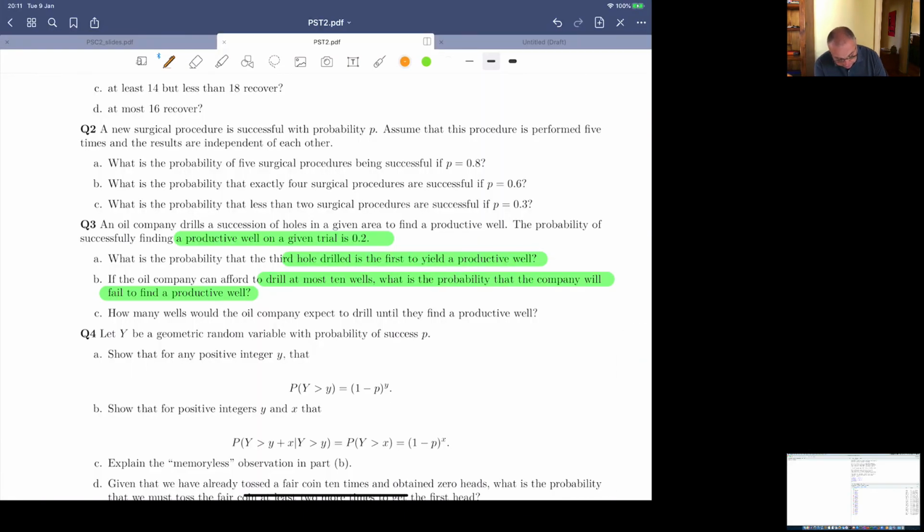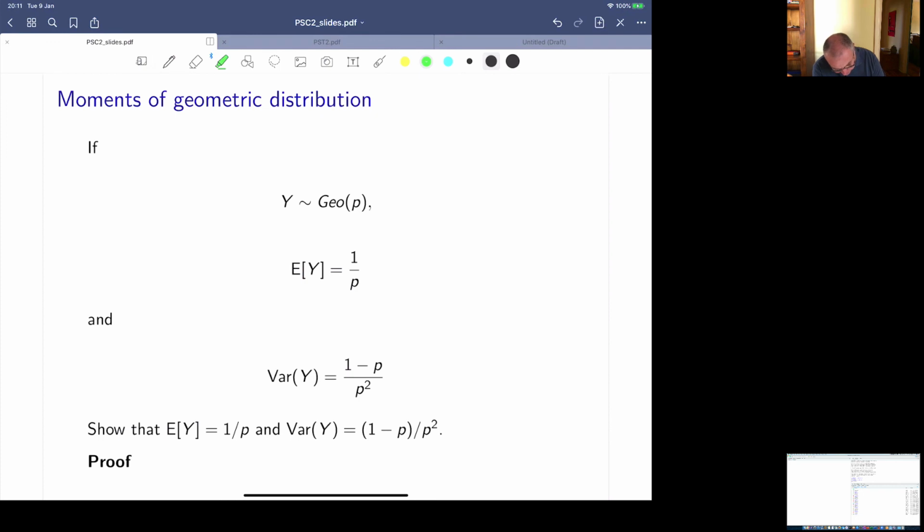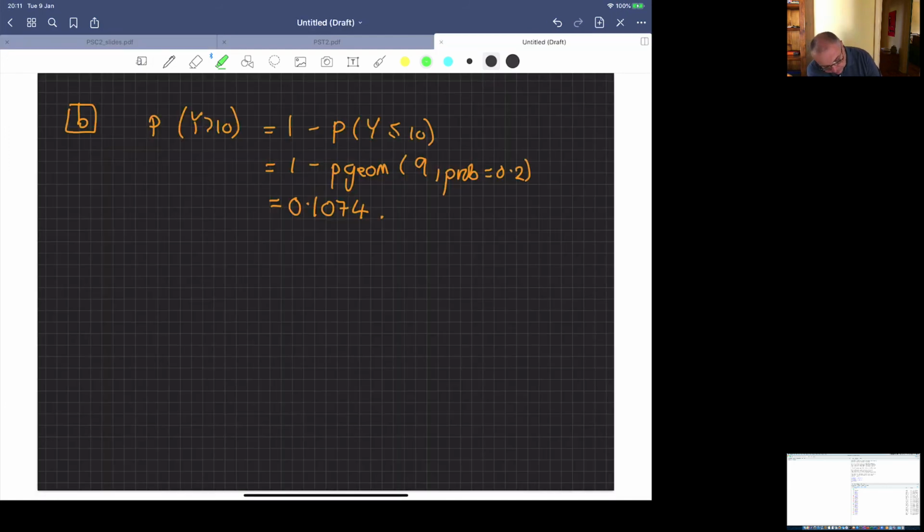So now let's look at the final bit. How many wells would it be expected to drill until they find a productive well? So now expected drill basically says we want the expected value. So let's go and check what that is. Okay, so we know that the expected value is 1 over p. So we can go back to our calculations and say C, we'll write what we want. We want the expected value of Y. And that is going to be 1 over p, which is 1 over 0.2, which is 5.